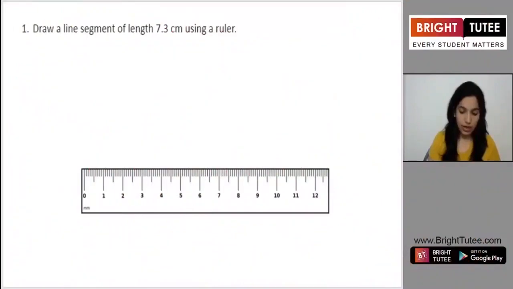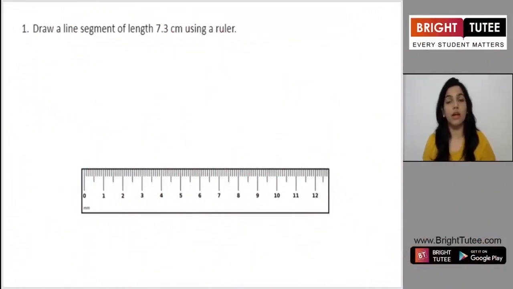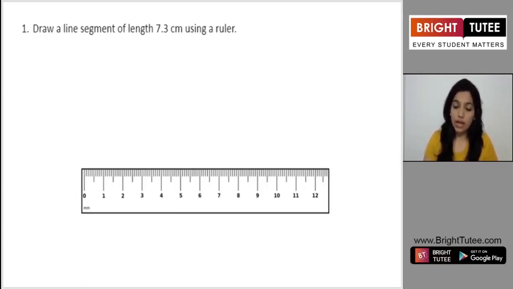Now let us move ahead and try to draw a question ourselves. In this question it says draw a line segment of length 7.3 centimeters, and we are going to use the ruler. So this is very simple. We just have to use the ruler in order to draw this line segment of 7.3.